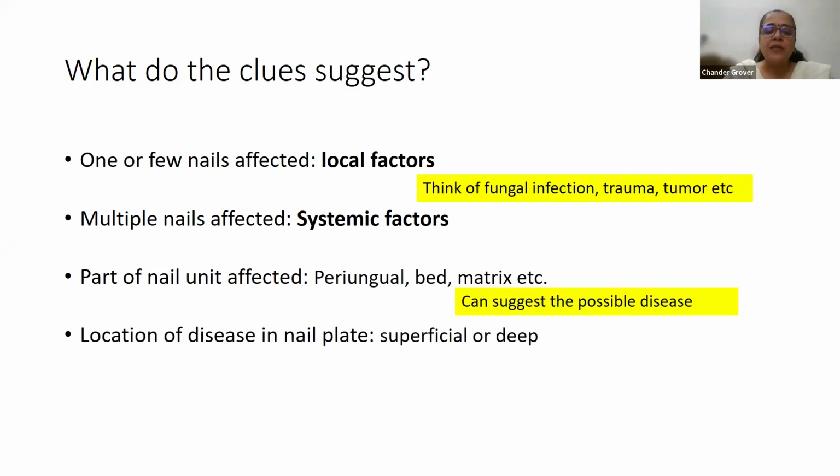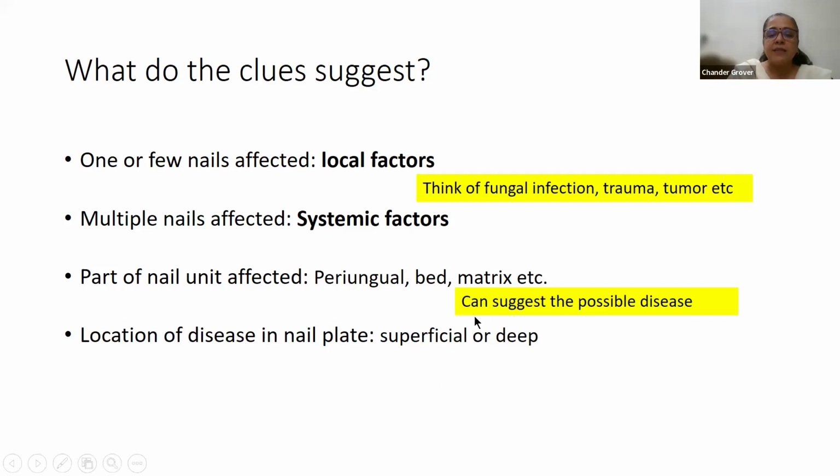Location of disease within the nail plate, whether it is superficially located in the nail plate or deep located in the nail plate, is going to tell you which part of the matrix is affected. Going back to that sagittal diagram, you imagine the proximal most part of the matrix is producing the surface of the nail plate, whereas the distal most part of the matrix is producing the ventral part of the nail plate.